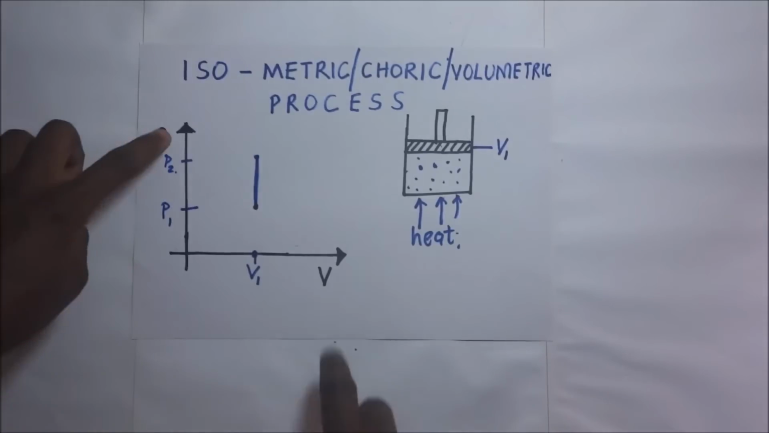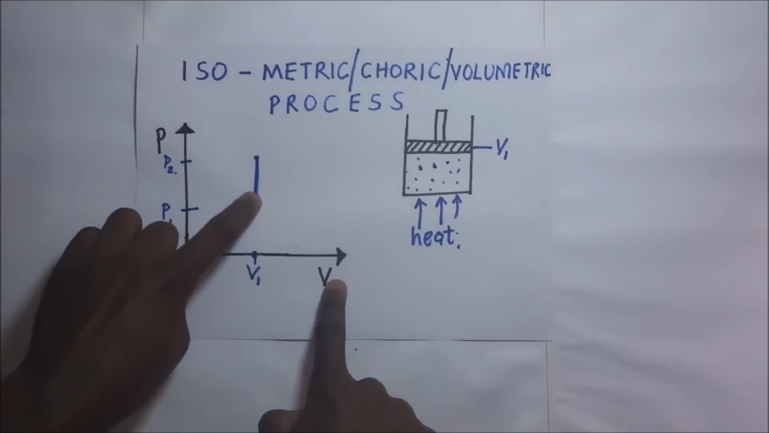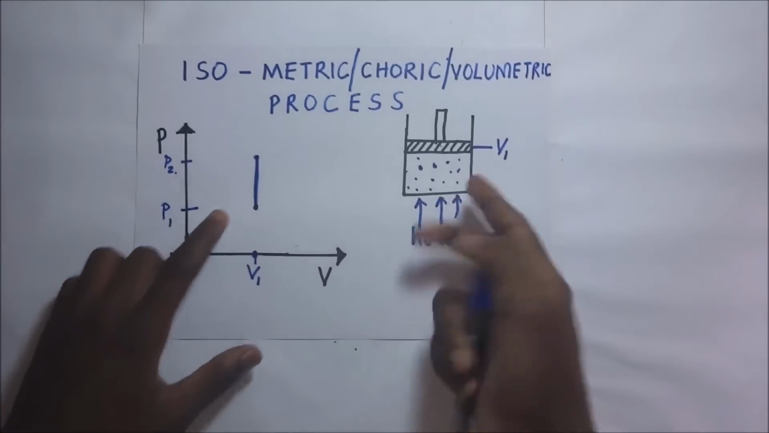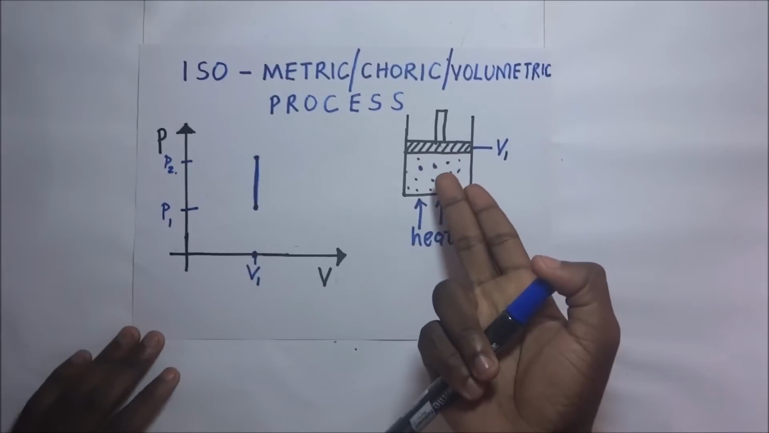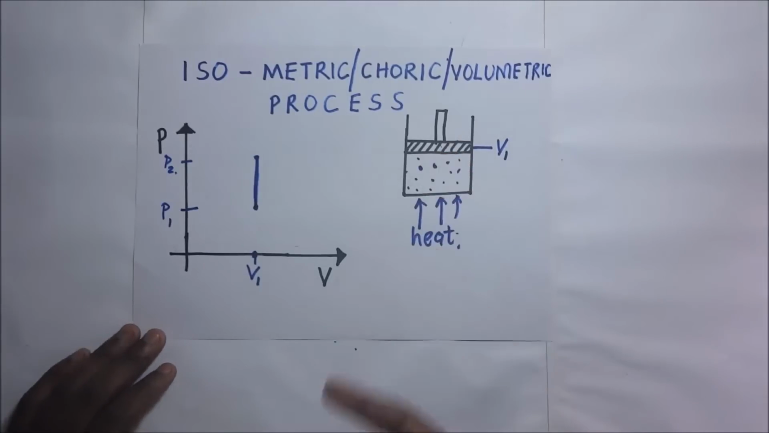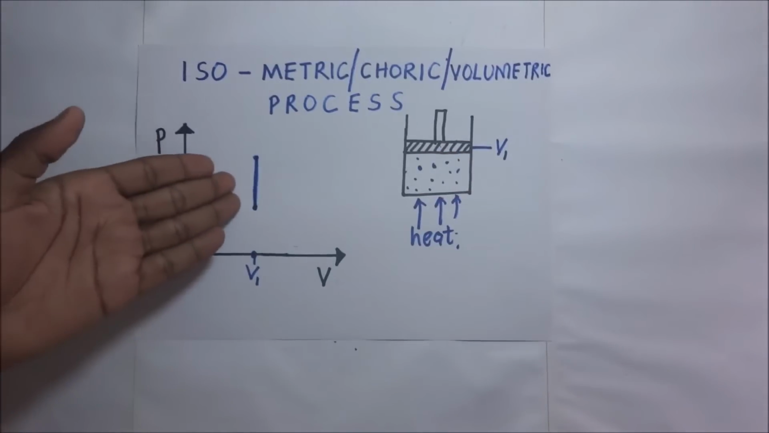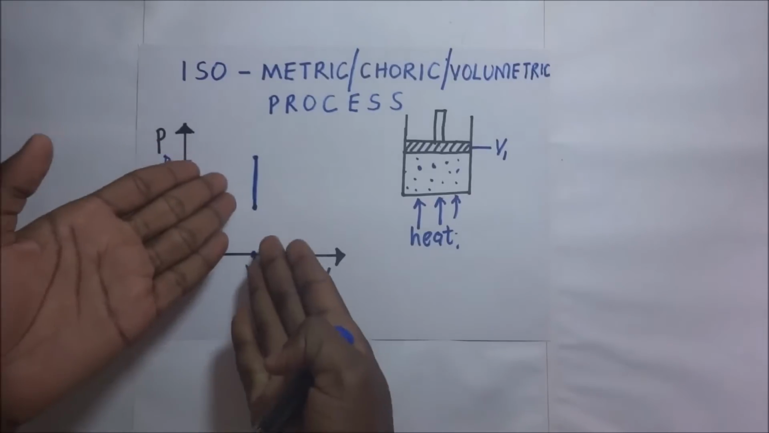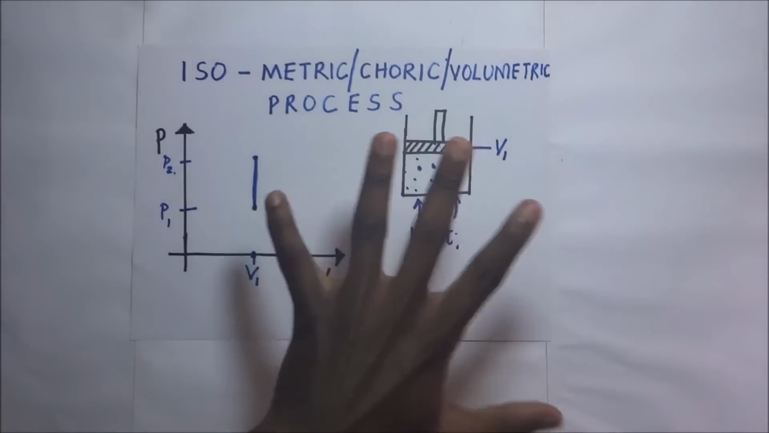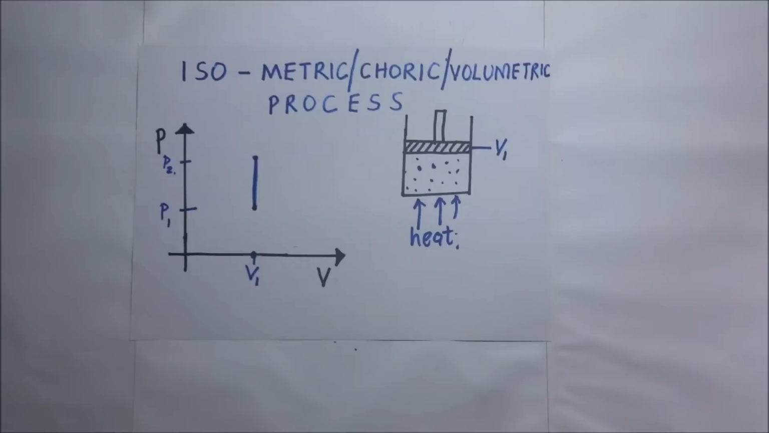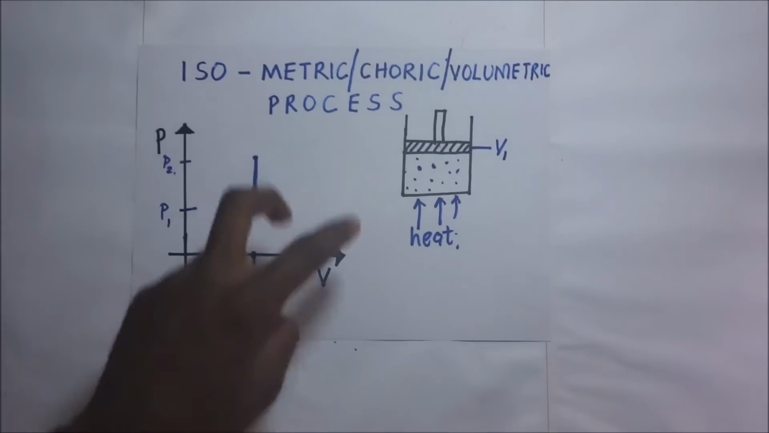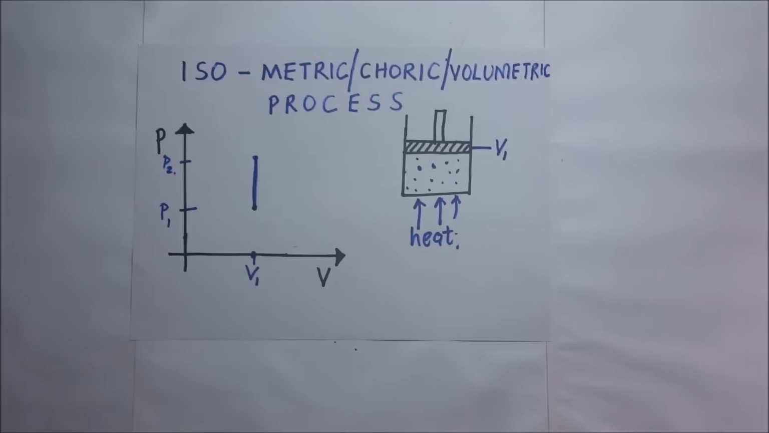Remember, we said that for a PV diagram, the area under the graph gives us the work done. Now here, since the volume is static, there is no work being done, and it's even shown on the graph. There is no area under this graph. So basically, there is no work done when it comes to an isometric process, an isometric process being the process that takes place at constant volume. That's an isometric process for you.